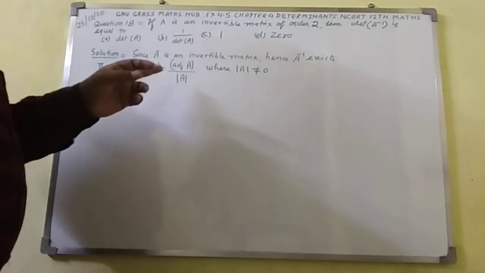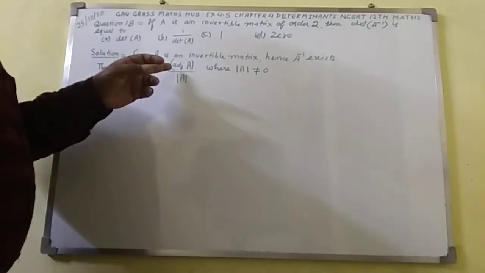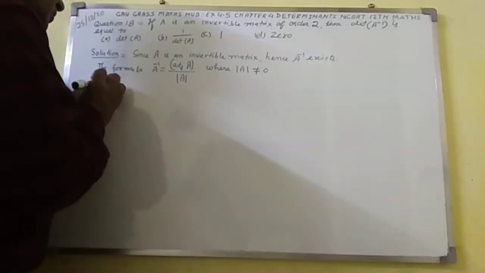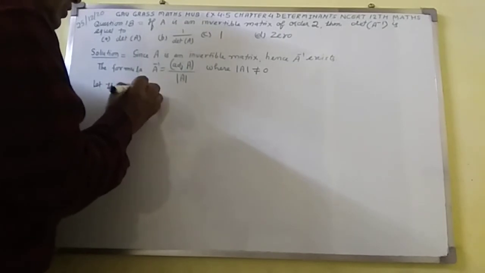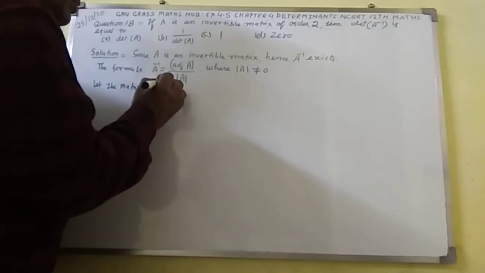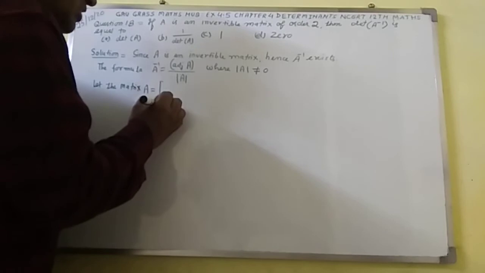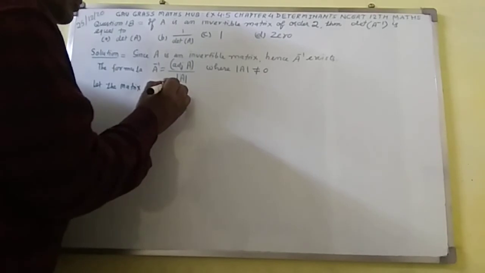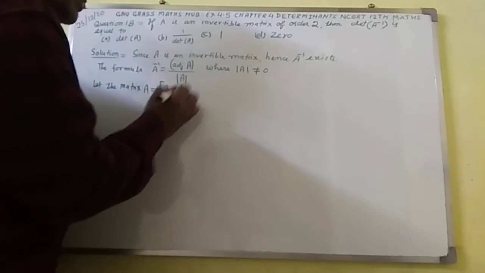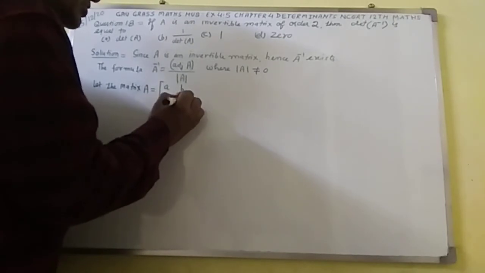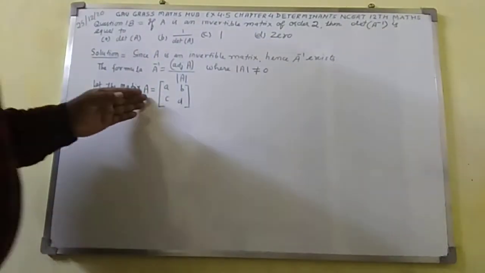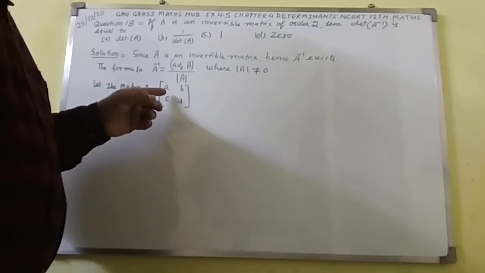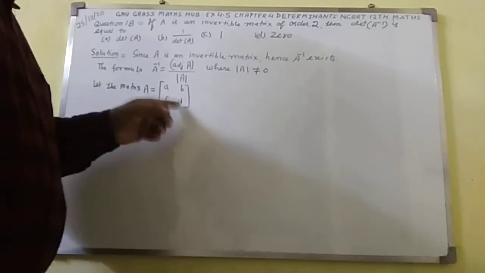So here we have to get the adjoint of matrix A. So here I shall let the matrix A equal to, opening of square bracket, elements of first row A, B, elements of second row C, D. Let the matrix A equal to elements of first row A, B, elements of second row C, D.